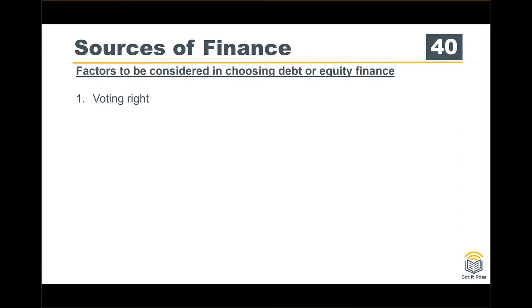So next part, okay, we just finished our consideration. We decide, for example, a company decides to go into external financing. Then it's between debt and equity finance. So what's the consideration? First of all, it's about the voting right. The voting right.